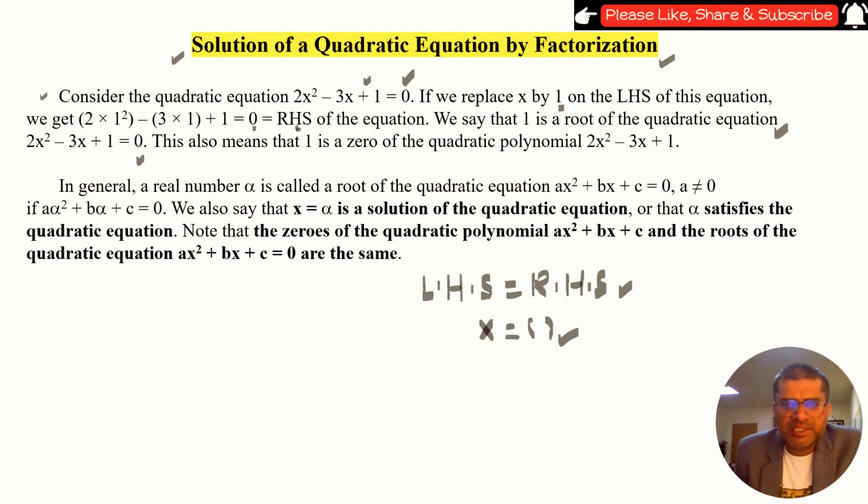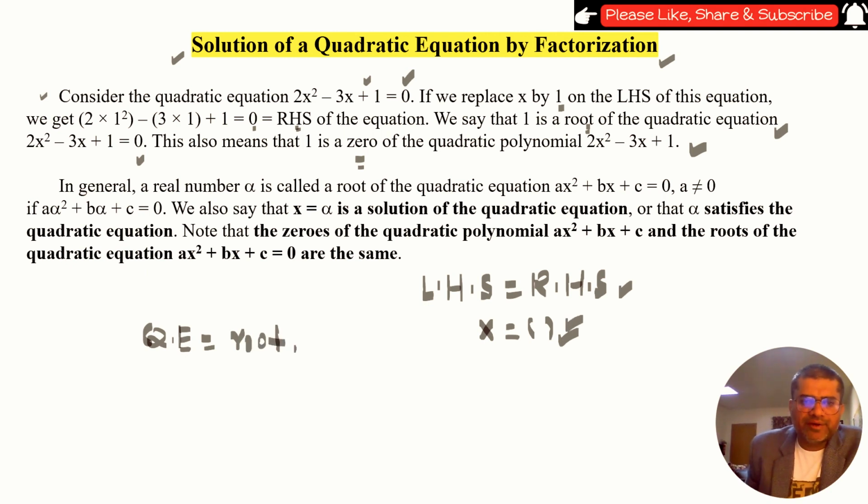This also means that 1 is a 0. You can say root or you can say 0 in the case of the quadratic polynomial. If we are discussing the quadratic equation, then that value is said to be what? Root. And if we are discussing the quadratic polynomial, then this value is said to be what? 0. Okay, is it clear, student?